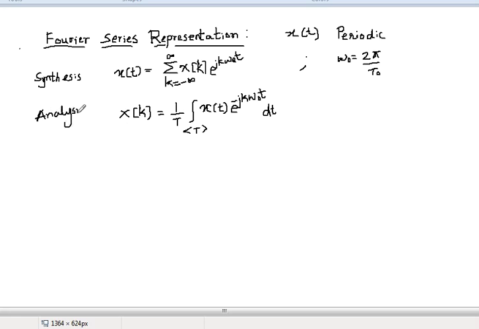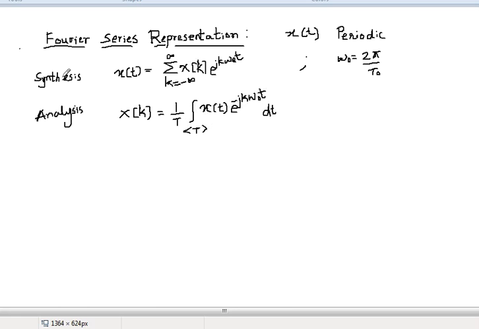It is x of k is equal to 1 by T, where T is the fundamental time period of the signal x of t, then integration over the time interval T. So whatever is the one time interval of the x of t, that first period, it may be any of them. It may be from 0 onwards, or one period of the signal is considered. The integral over that one period x of t e raised to j k omega naught t dt.